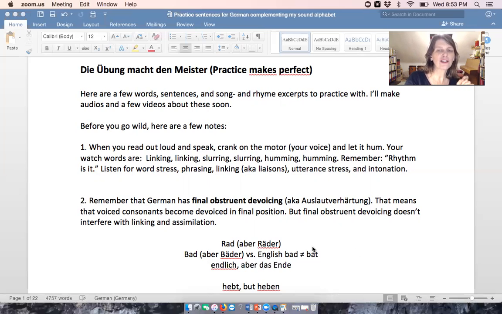So compare English bad and bat. So bad and bat, but we don't have that in German. So it's not bad, sondern bat. Das Bad, die Bäder. Das Bad, die Bäder. So you cannot hear that it's spelled with a D. You have to form the plural in order to know that.